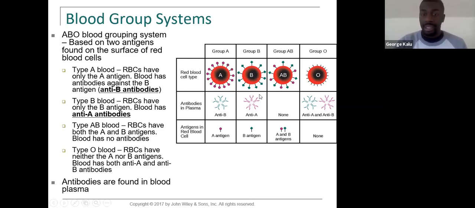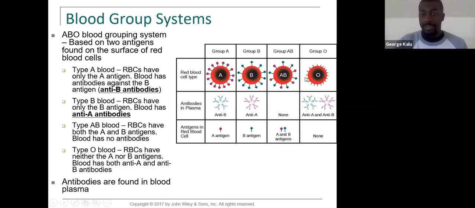If you have type AB blood, you will have neither antibody, which makes sense because you do not want to be producing anti-A antibodies since you have that on your own red blood cells, and you don't want to be producing anti-B antibodies because you also have that on your red blood cells. So they're not going to be producing any antibodies against any of the antigens.